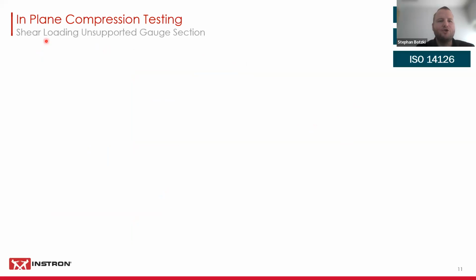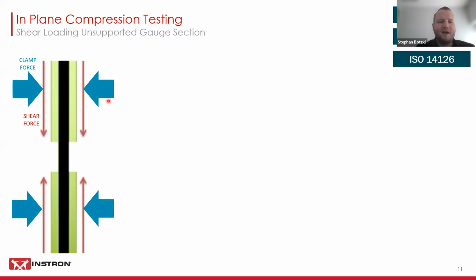Now we're going to move on to shear loading with an unsupported gauge section. Now, how does that work? What's the difference here? So you're going to have something like a tabbed specimen here. You're going to have a clamping force. So you're going to clamp on, similar to the tensile testing. Could be one way of doing it. You can also use fixtures. And then you're going to compress whatever you're using there.